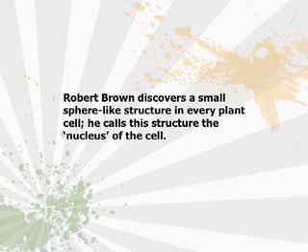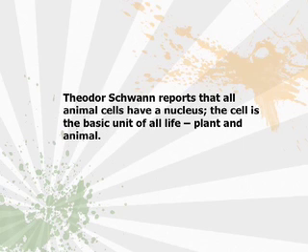In 1823, a Scottish botanist, Robert Brown, observed a small sphere-like structure in every plant cell he examined. He called this structure that he had observed the nucleus of the cell. Theodor Schwann was a German zoologist who was studying animal cells under the microscope, at the same time that Brown was analyzing plant cells. In 1839, Schwann reported that all animal cells have a nucleus. He stated that the cell was the basic unit of all life, plant and animal.